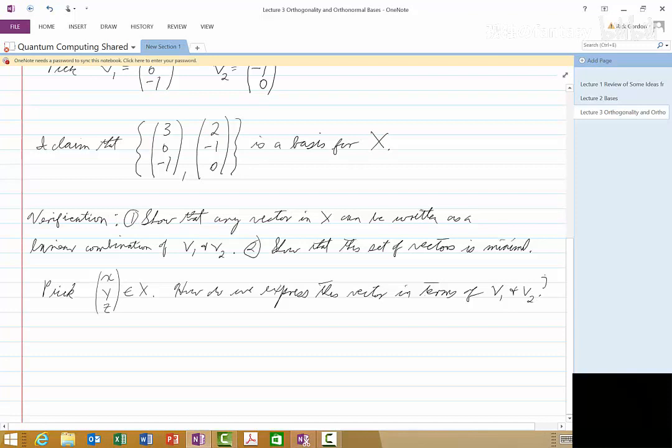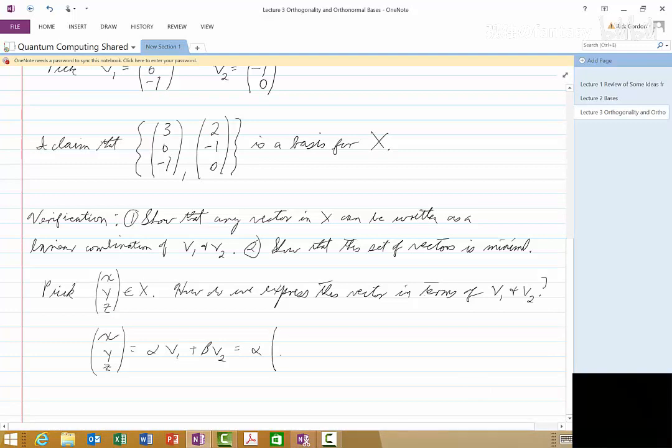Well, let's see what happens. We have (x, y, z) equal to alpha v1 plus beta v2. And what we want to show here is that we can find formulas for alpha and beta that will always make this work.